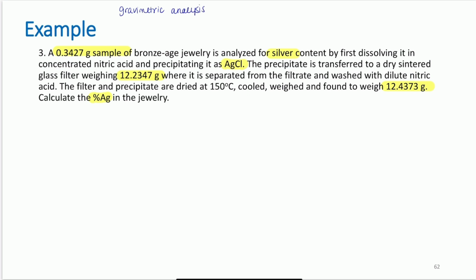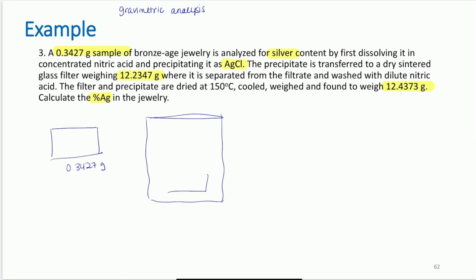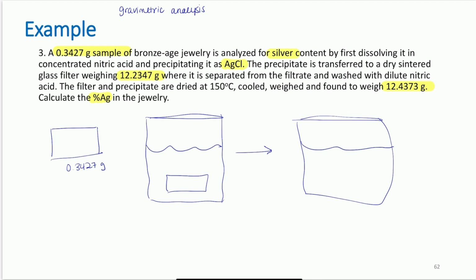What I want to know is, so basically I've got this sample, so I've got this not fancy piece of jewelry that weighs 0.3427 grams. I'm going to take this sample and put it in a beaker with nitric acid. What's going to happen is it's going to completely dissolve that sample of jewelry.